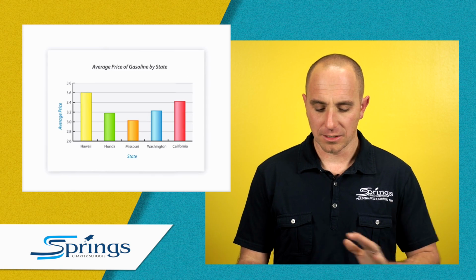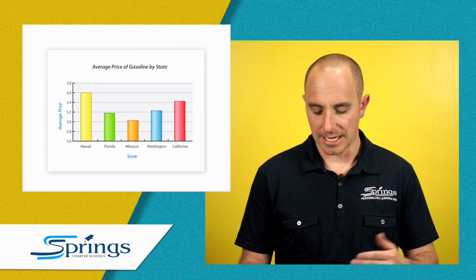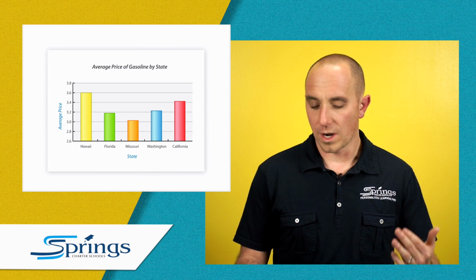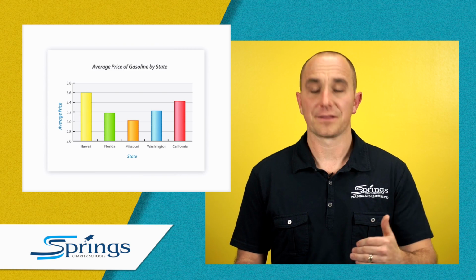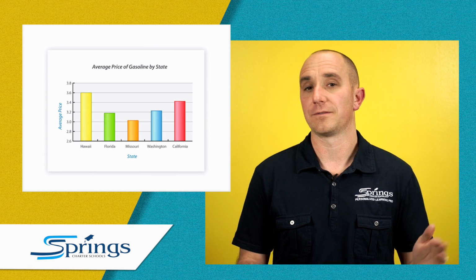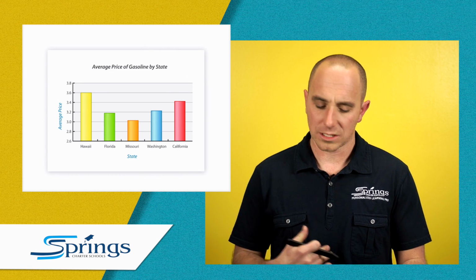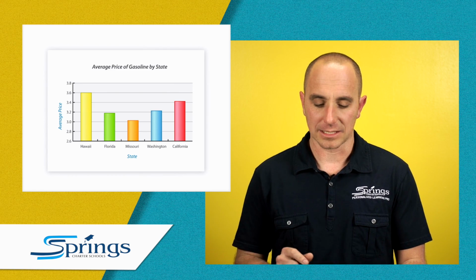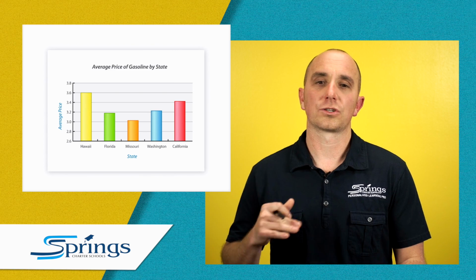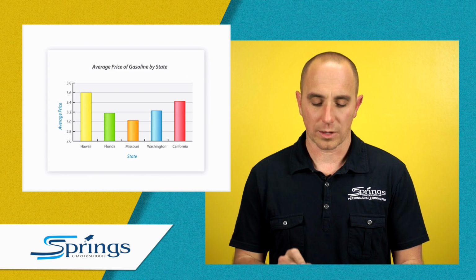You can see here we have a bar graph of the average price of gasoline by state. Obviously, Hawaii is the most expensive, and you can see on the left you have the average price. On the bottom you have the state, so you can see the different spread of different states. In California, based on this chart, we're one of the more expensive ones. Missouri is the least expensive. Bar graphs like this are good ways to visually display data quickly.